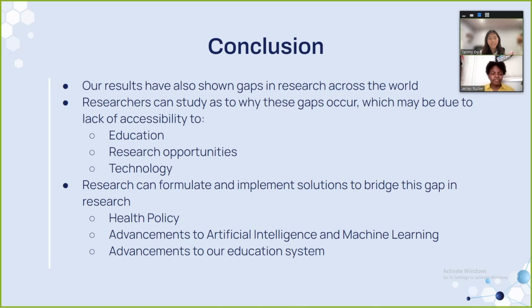And I'm presenting the rest of the conclusion. So on the other hand, other results have also shown gaps in research across the world, especially between first world countries and developing countries. Observing this gap, researchers can study the reasons as to why these gaps occur, such as the accessibility of education, research opportunities, and technology. Through these studies, researchers can formulate and implement solutions to bridge this gap in research.